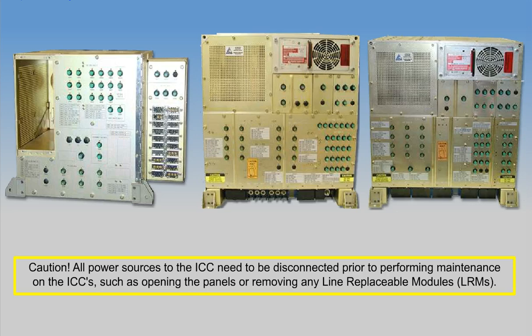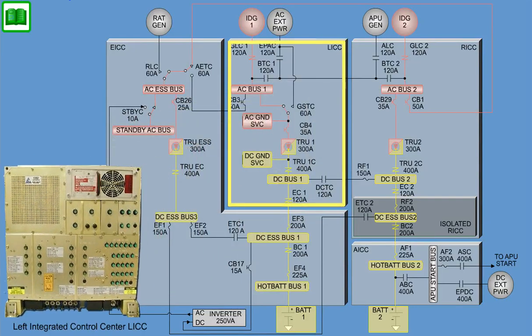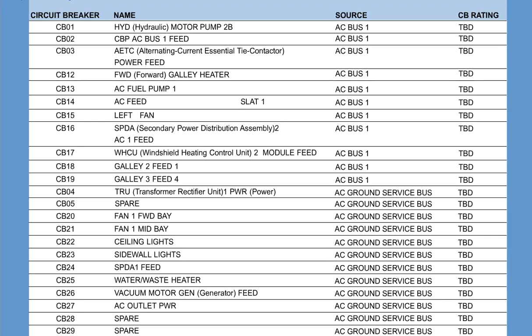Caution! All power sources to the ICC need to be disconnected prior to performing maintenance on the integrated control centers, such as opening the panels or removing any line replaceable modules. The left integrated control center provides AC and DC power distribution and protection for the main airplane buses associated with the left side of the airplane. This list shows all AC circuit breakers and their ratings, installed on the front panel of the left integrated control center.